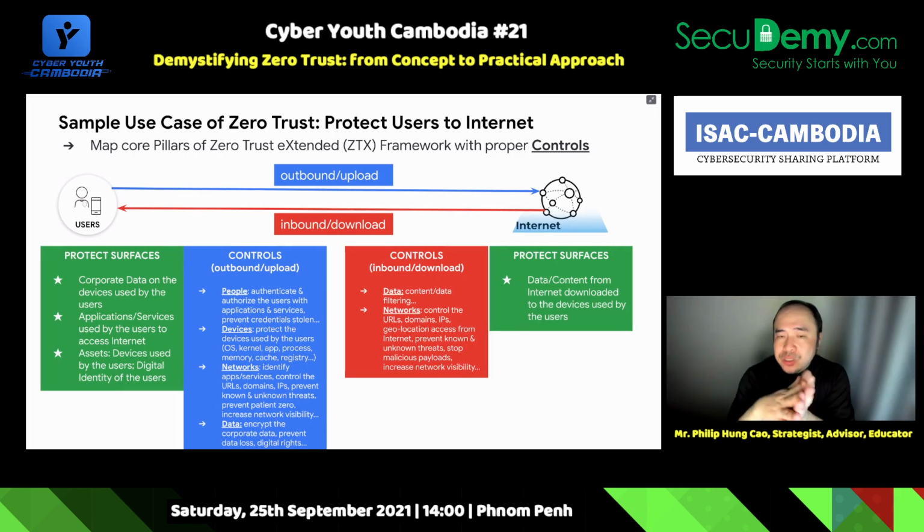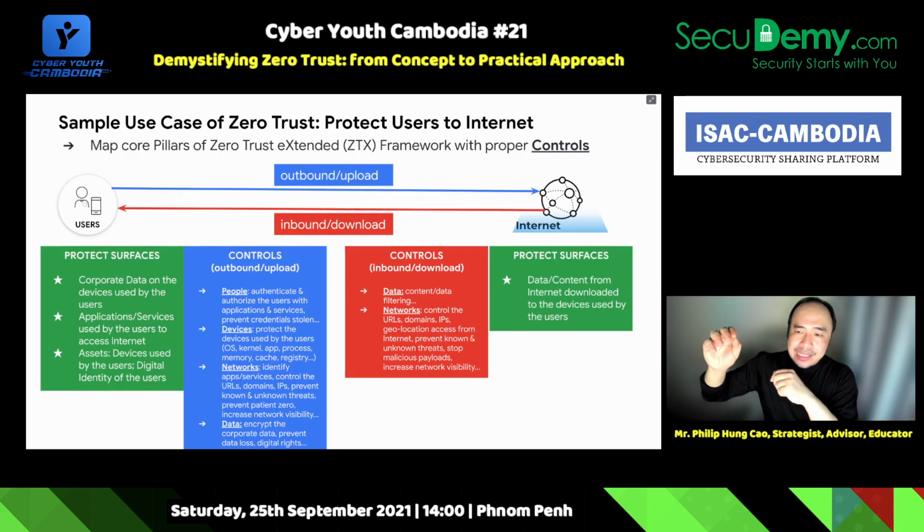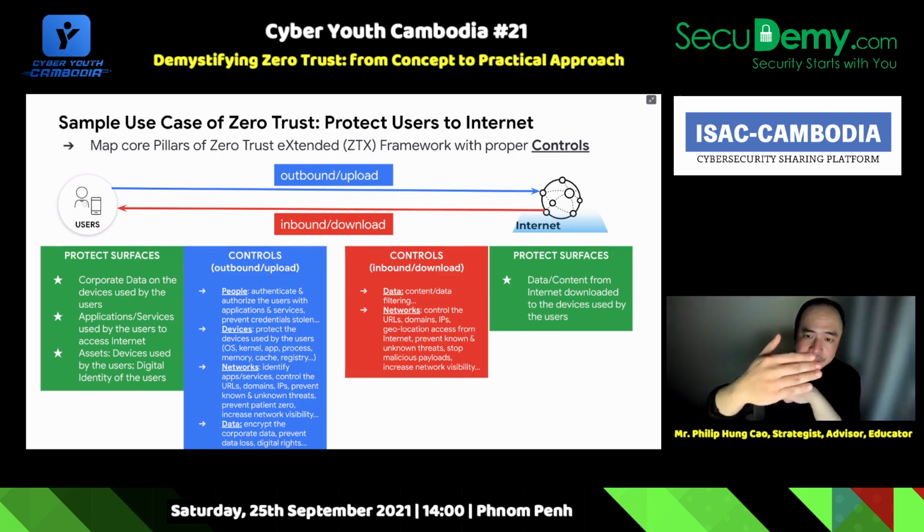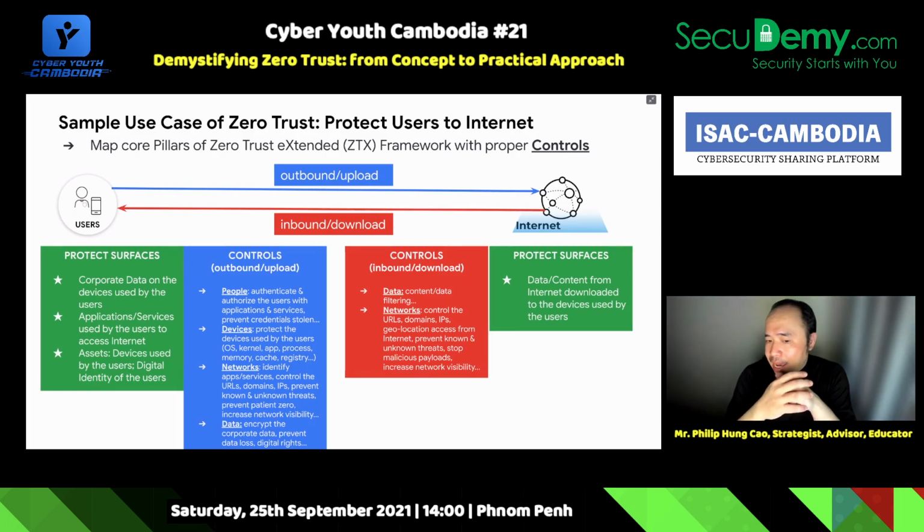And in the network portion, we also need to make sure that we control the external URL, the domain, the IP coming back from the internet, right? Or even sometimes the geolocation, right? You need to see whether this is harmful, this is malicious, you need to stop it, right? From this transition flow, and so on and so forth.